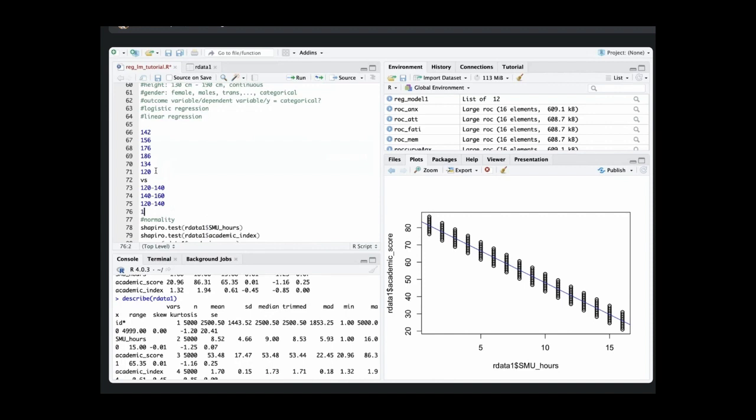The fourth person has height ranging from 140 to 160. So, as you can see, essentially we have created these categories, right? Where I can say that in my data, there are two people who belong to the category of 120 to 140 height range, and there are two people who belong to this category of 140 to 160 height range.